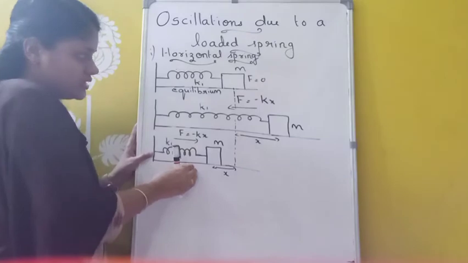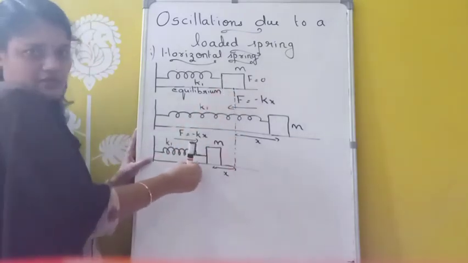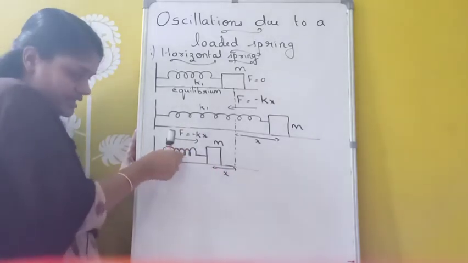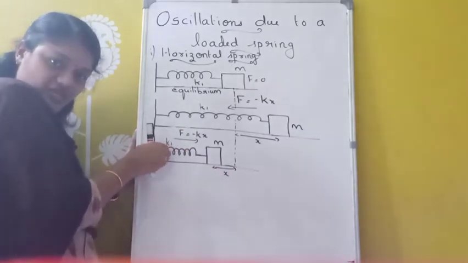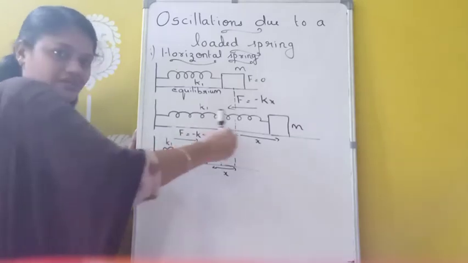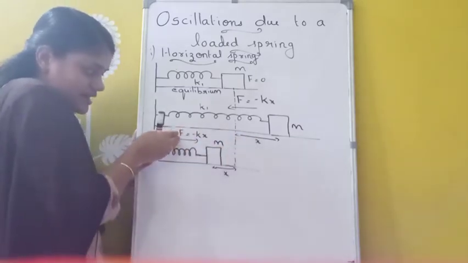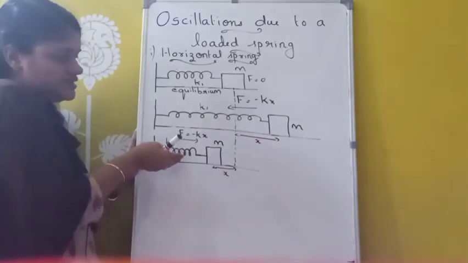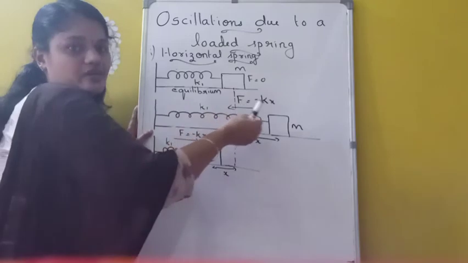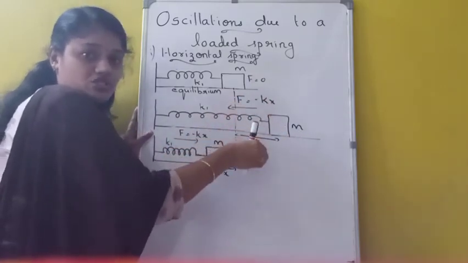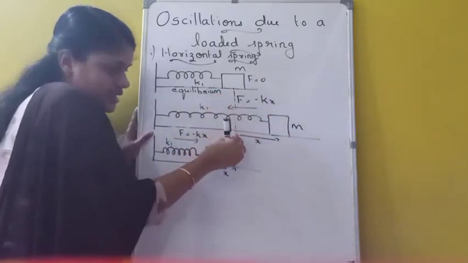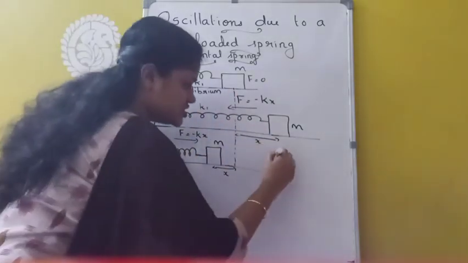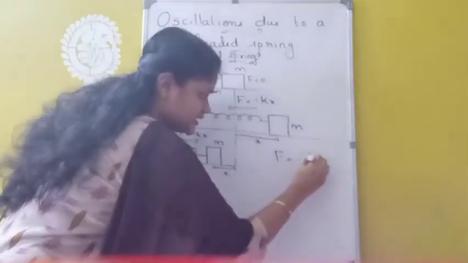Similarly, here I am compressing the spring. When I compress the spring through a distance x, a restoring force will develop inside the spring which tries to bring the spring back to its original condition. That means this F equal to minus kx is acting in the opposite direction of displacement. Whenever we displace the spring through a small distance x, the restoring force is given by F equals minus kx.